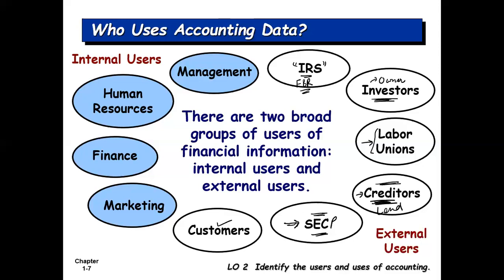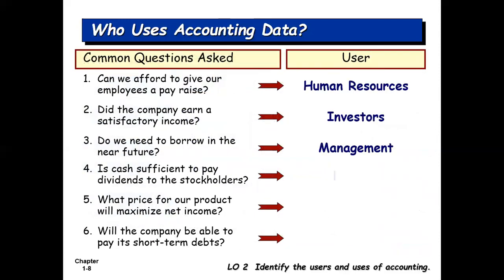These are two different types of users: internal users and external users. Internal users are a part of the organization, whereas external users are outside of the organization, but they both require a check on the financial health and the financial performance of a particular business organization, and they can ask these kinds of questions. For example, the human resource department can ask, can we afford to give our employees a pay raise or not? Investors may ask, did the company earn a satisfactory income? Should I withdraw my investment from the company, or should I invest more into the company? That depends upon the company's profitability over the longer run.